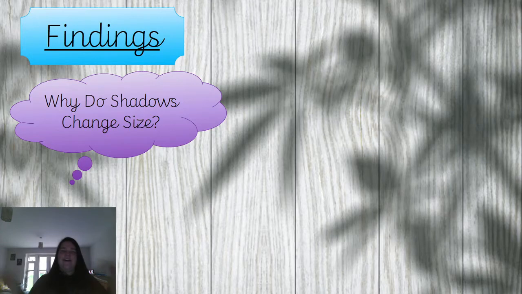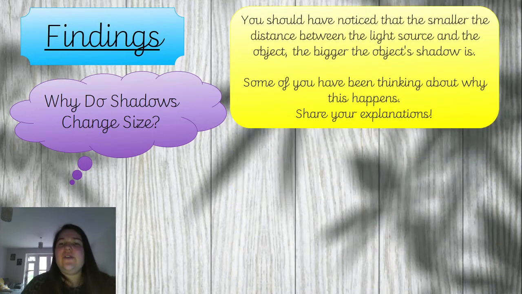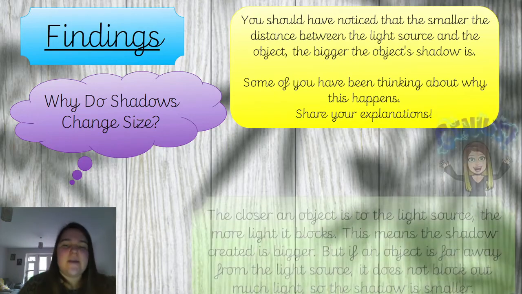Okay, right, findings. So why do shadows change size? So let's have a look. You should have noticed that the smaller the distance between the light source and the object, the bigger the object's shadow is. So hopefully some of you have been thinking about why this happens, and I would like you to share with somebody, even on the Discord chat, what you have found and why you think it does that.